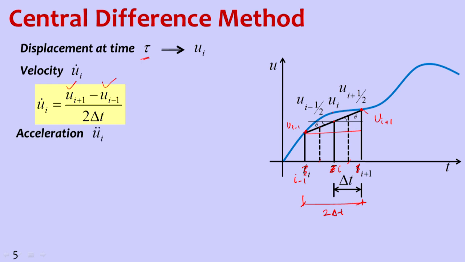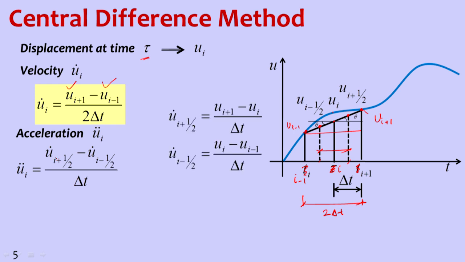Similarly, we get acceleration. Acceleration is rate of change of velocity. So we first calculate velocity at this point, velocity at this point, and the change in velocity divided by the time interval between them. If you can see here, velocity at u dot i plus half, velocity at this point. So we need velocity at this point, velocity at this point divided by this time interval. So that is delta t only. And now we already know how to find out the velocity at any time instant. So we substitute that in this one.